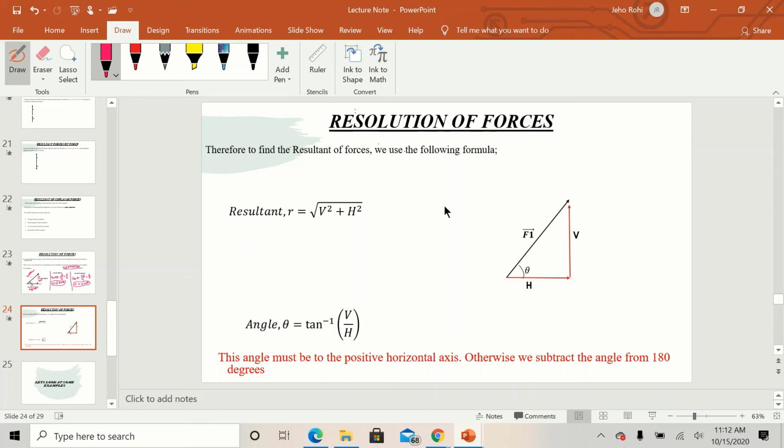Next is the formulas. Now, when you are asked to find the resultant of forces, we use these formulas. As you all know, when I say resultant, it means that it has a size and a direction. I was saying that an inclined force has a vertical component and a horizontal component.